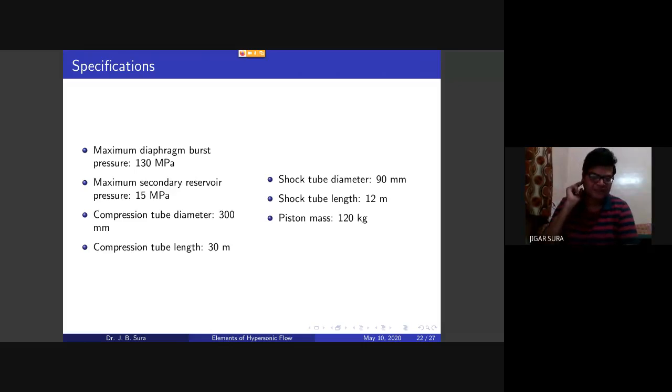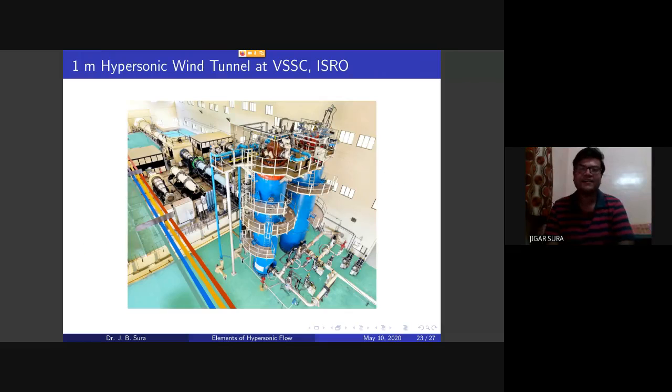What is the specification for this? Maximum diaphragm 130 megapascal, maximum reservoir 15 megapascal, compression tube length 30 meter, shock tube length 12 meter. Piston mass again 120 kg, near to Activa mass. Do we have it in India? Yes, recently commissioned about 2-3 years back at Trivandrum VSSC ISRO.